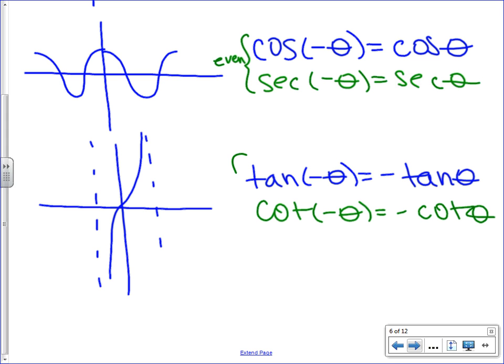Wait, for the cosine? Would it not be? No, because it's even. Oh, okay.